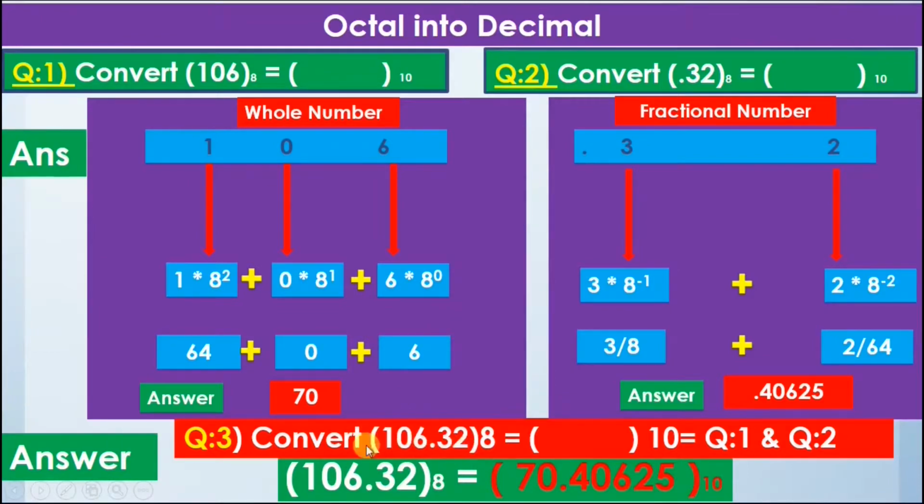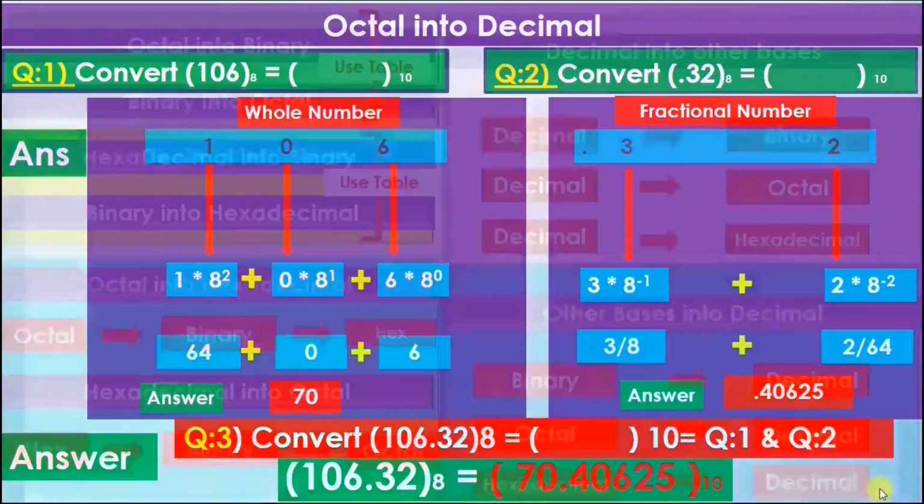So remember, we will solve the whole part using this procedure and the fractional part using this procedure, and then we will combine both the answers, just like 70 comes from here and this answer comes here. So this is how we can convert octal into decimal using whole numbers and floating point numbers.